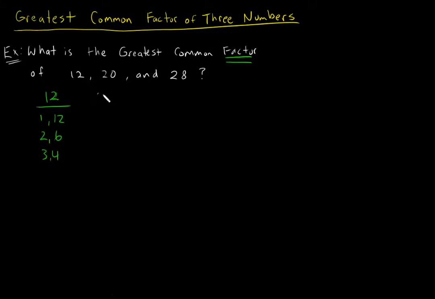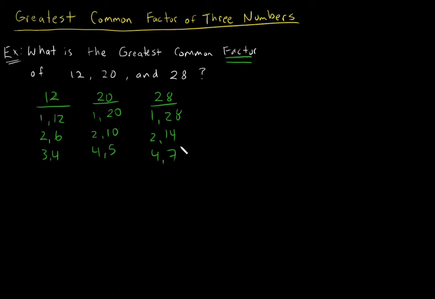Now let's find the factors of 20. So 1 and 20, 2 and 10, 4 and 5, and that's it. So 20 has 6 factors. There are 6 numbers that can divide 20 without giving you a remainder, and those numbers are 1, 2, 10, 4, and 5. And now we have 28. So for 28 we have 1 and 28, 2 and 14, 4 and 7. 28 has 6 factors as well. There are 6 numbers that can divide 28 without giving you a remainder.